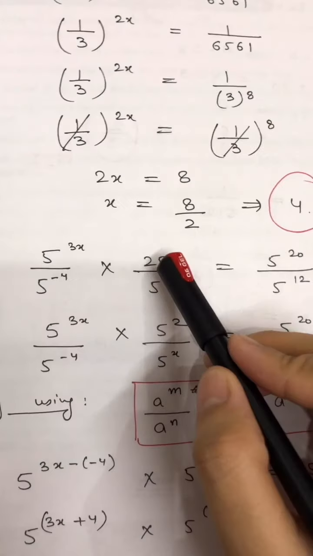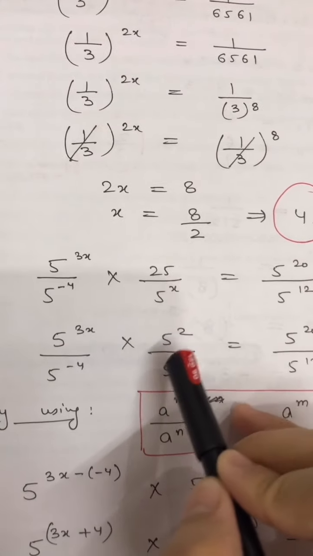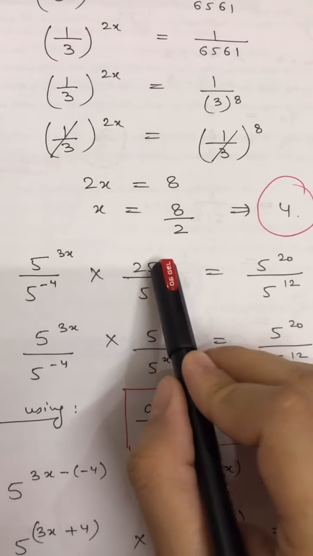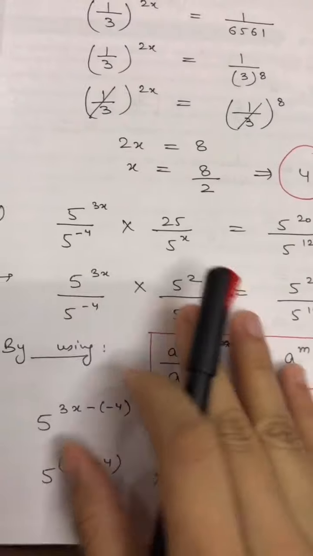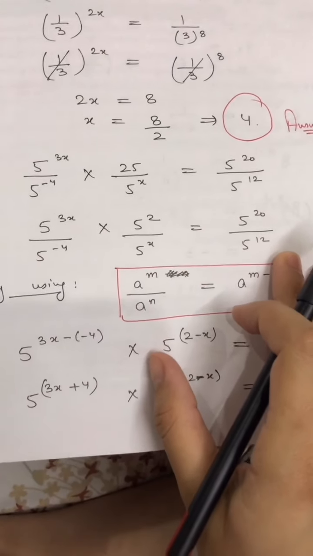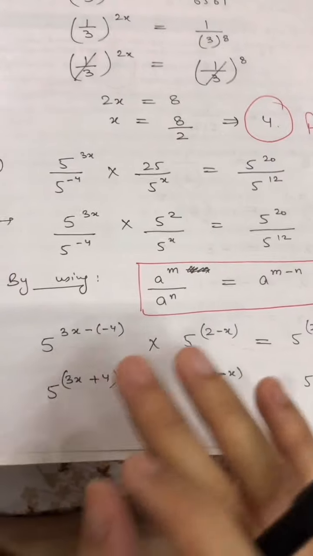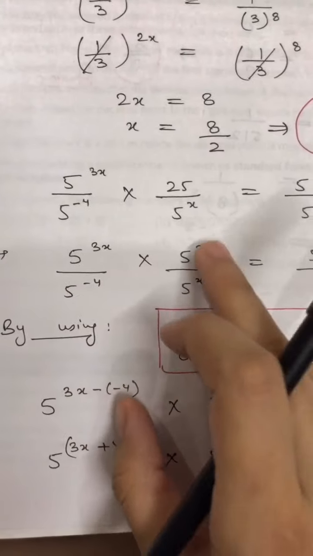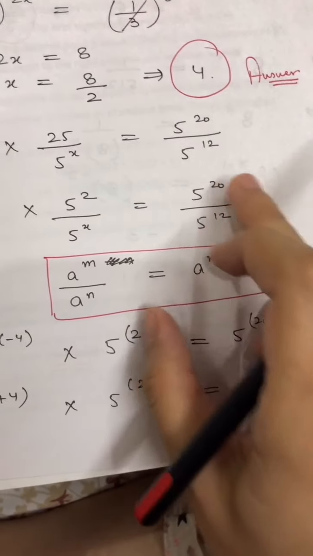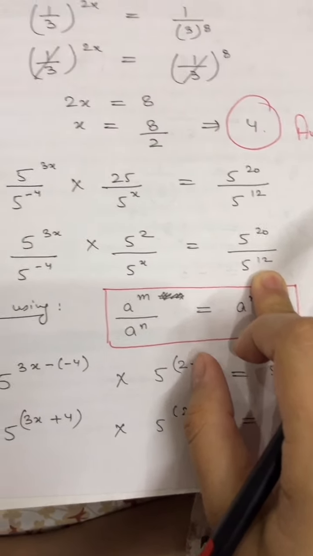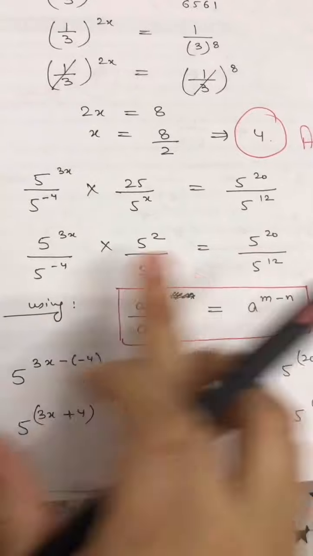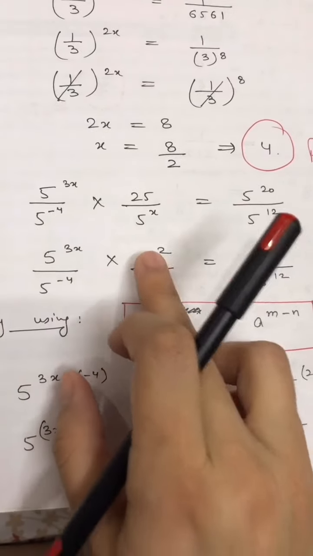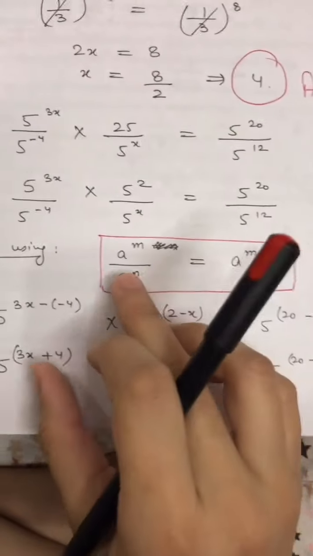So you know very well 25 is 5 square, 5 raised to power 2. So I'm writing this value as 5 raised to power 2. Rest everything is as it is. Okay, now I'm going to put a law here, because in every case base is same, powers are different. So I'm going to apply this law.